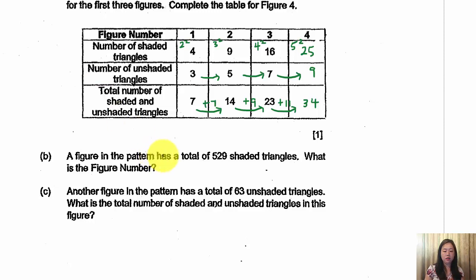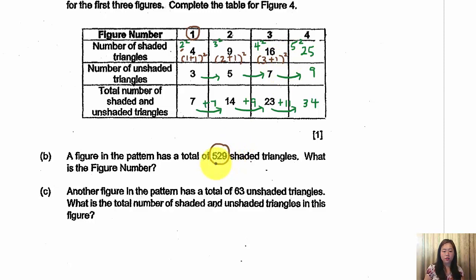So at part B, there is a total of 529 shaded triangles. Okay, so right now we want to come up with a formula so that it's easier for us to do. So notice that we try to use the figure number and create the formula. So this will be 1 plus 1, and then we square it. This one will be figure 2, plus 1, and then we square it. And this will be figure 3, 3 plus 1, and then we square it.